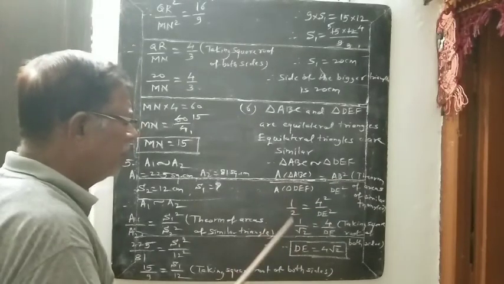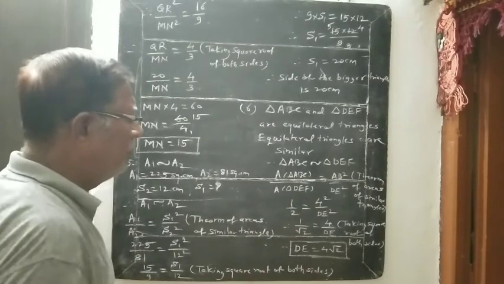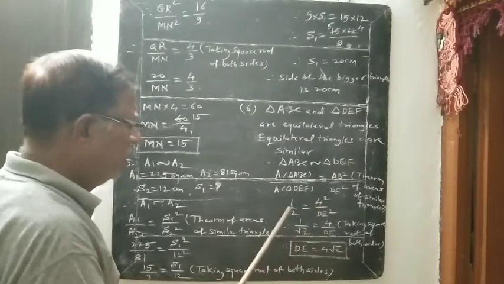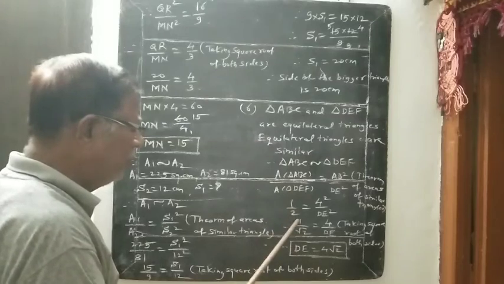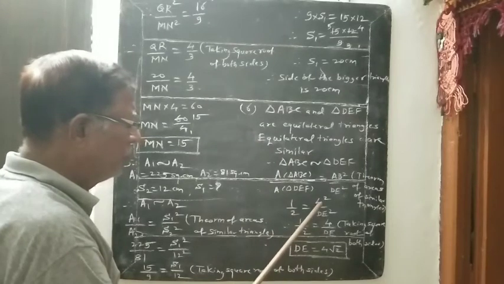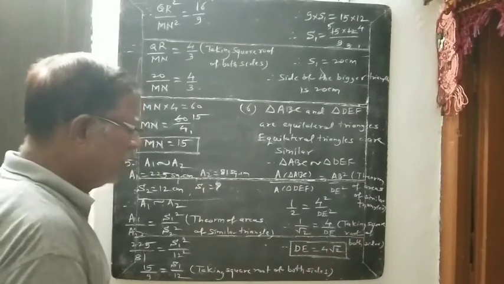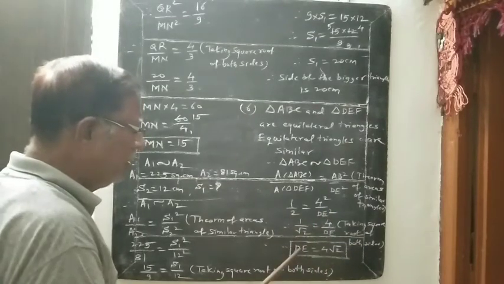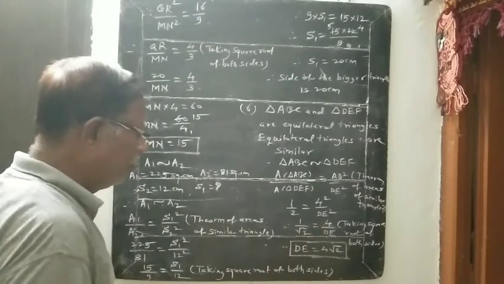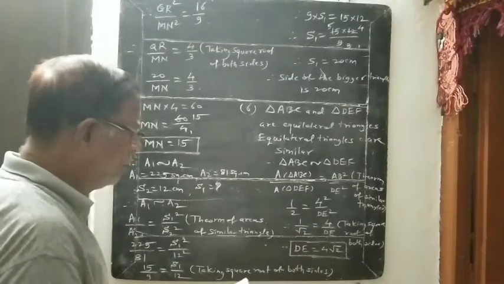This ratio is given 1 upon 2. So AB is given, 4 square upon DE square. Then taking square root of both sides, square root of 1 is 1, square root of 2 is root 2, equal to square root of 4 square is 4 upon DE. By cross multiplication, DE into 1 is DE and 4 into root 2 is 4 root 2. So here DE is equal to 4 root 2.